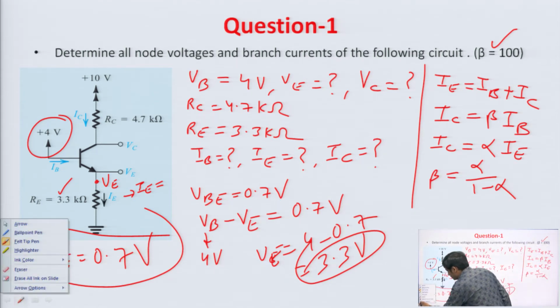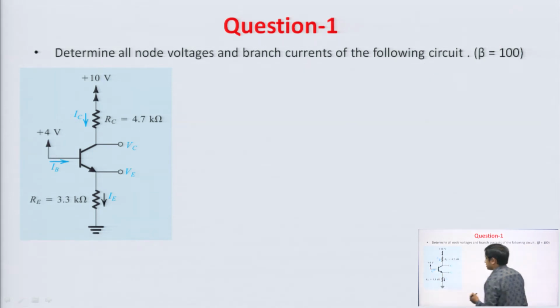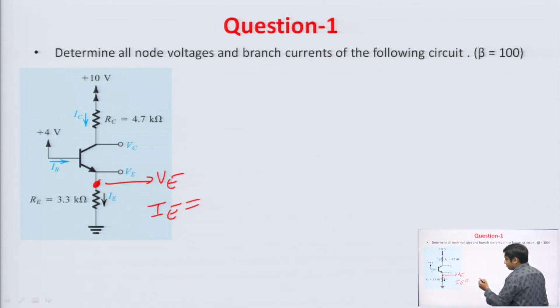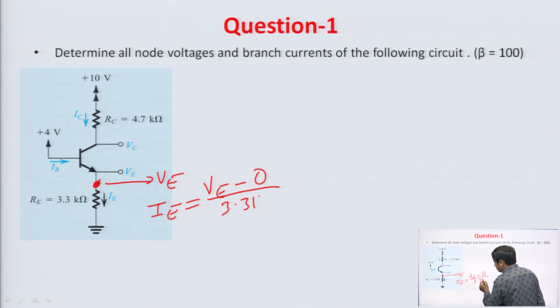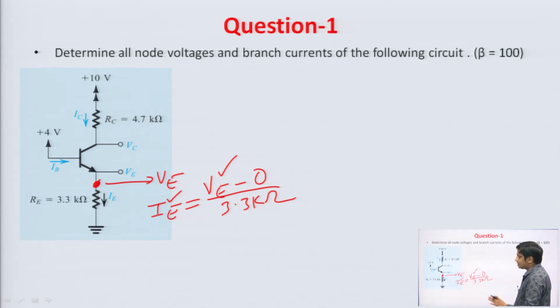Now, just let me erase all things. We have got the value of emitter voltage VE. So, what will be the value of emitter current here? Emitter current will be the voltage difference across the 3.3 kilo ohm resistor, that is VE minus 0 upon 3.3 kilo ohm, and VE is 3.3 volt. Just put it and find out the value of emitter current, fine. If we have got the emitter current, then we can calculate the collector current, IC is equal to alpha into IE, fine.